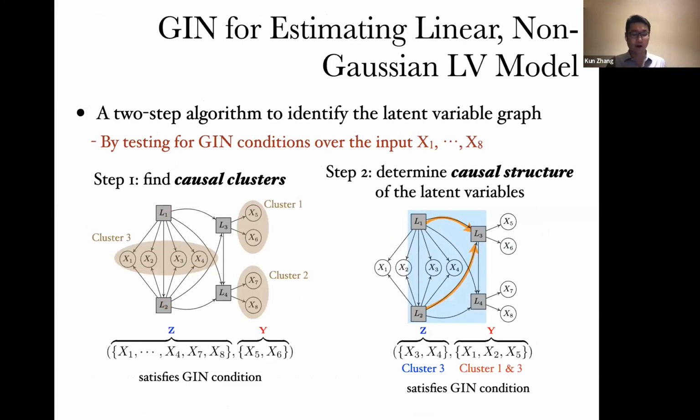And furthermore, we can find the causal orders over the latent variables. And if needed, you can go further. You can try to estimate the coefficients to recover the whole causal model. Okay, here you can see an application.